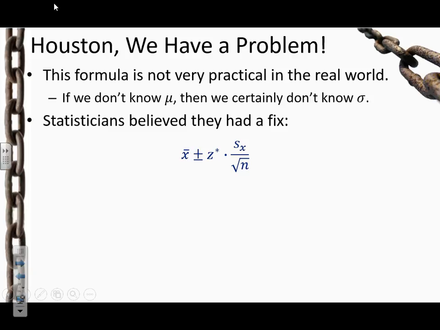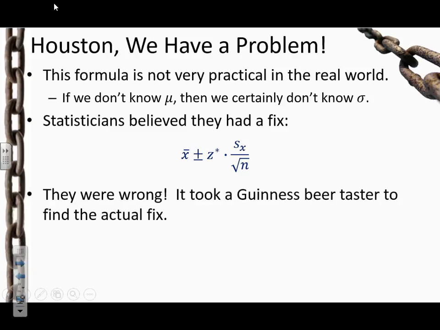But again, something went wrong. So they used this for lots and lots of years. They started with the original and realized, well, that doesn't work because we don't know what the population value is. So they made this quick fix. And they were using this formula to calculate confidence intervals for means for quite a while. Until a Guinness beer taster.